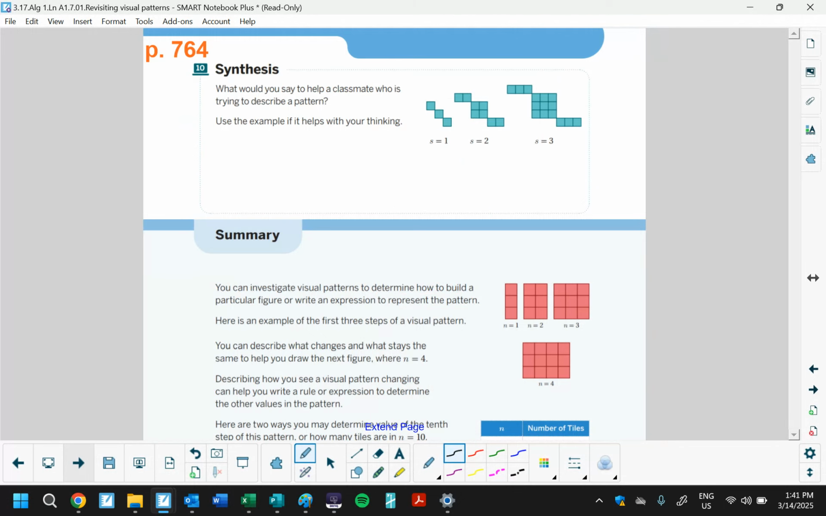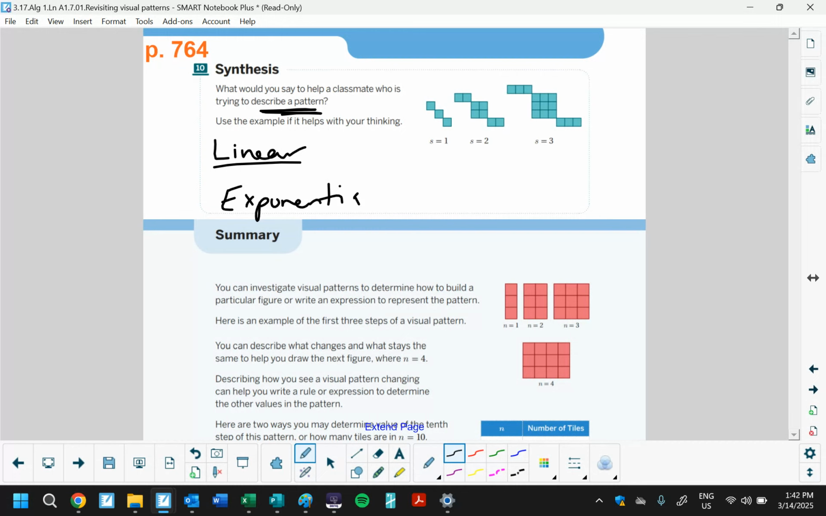How would you help a classmate who's trying to understand, describe a pattern? Focus on words like increase, decrease. Does it go up by the same amount or a constant ratio, constant difference? Then there would be what's called a linear pattern. If it goes up by a constant ratio, that would be an exponential pattern.